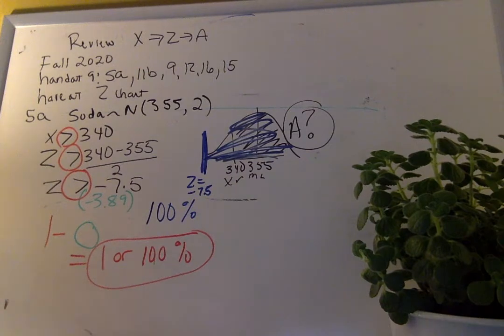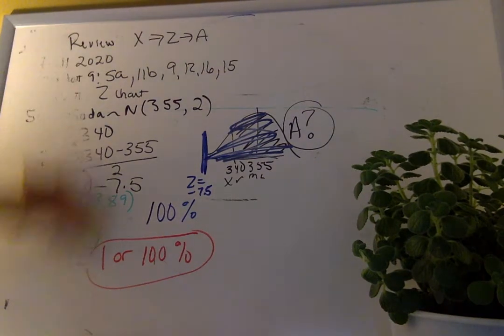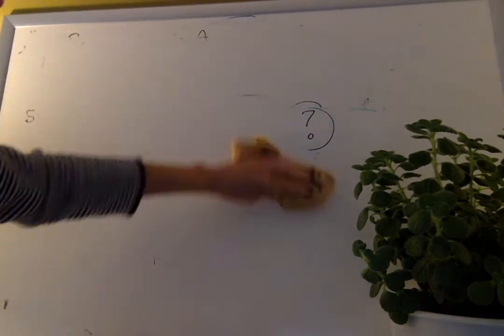All right, let's do 11B. 11A is a fine problem. You guys can do that. It's pretty easy, but 11B is the one that sometimes students get wrong.